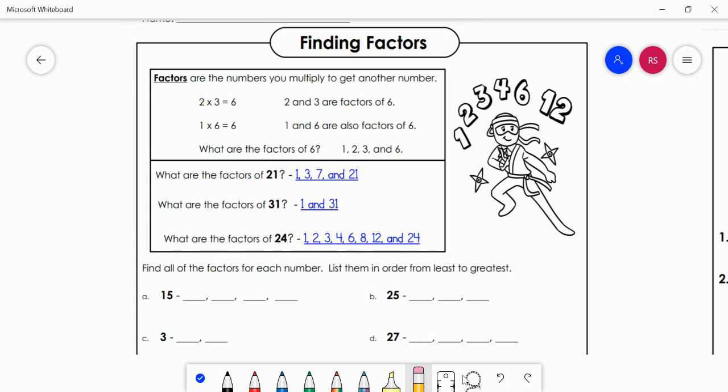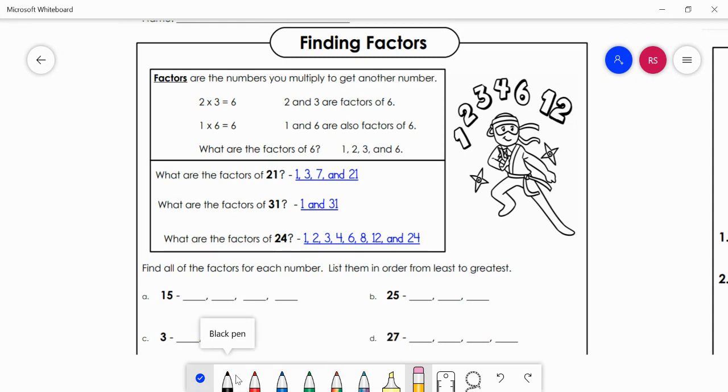Taking a look at this first part, we're going to do factors first. Just a reminder, factors are the numbers that you multiply together to get another number. For example, 2 times 3 equals 6. 2 and 3 are factors of 6. 1 times 6 equals 6, so 1 and 6 are also factors of 6.